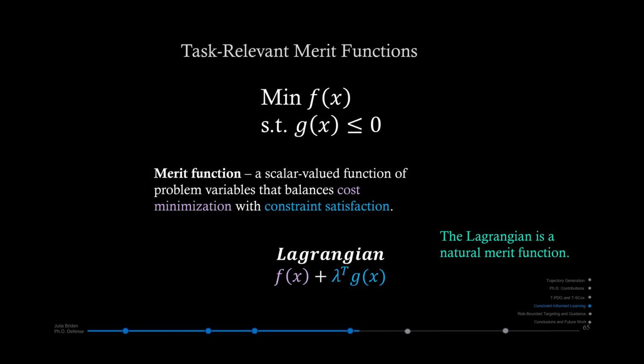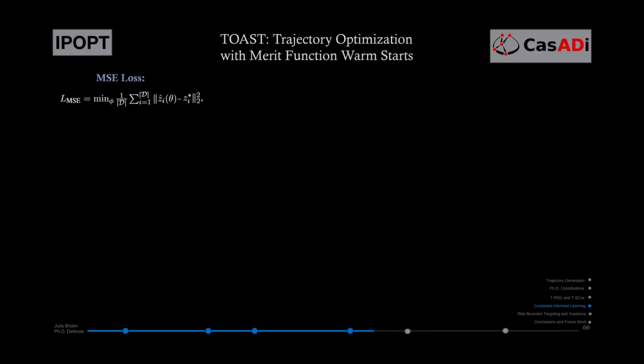The Lagrangian is a natural merit function. So we see our f of x, our cost, is added to lambda, our dual multipliers, multiplied by g of x, our set of constraints. And so we plan to leverage the Lagrangian to improve constraint satisfaction while learning. And so we introduce TOAST, or trajectory optimization with merit function warm starts, that utilizes this set of task relevant merit functions. And specifically, we're comparing to mean squared error loss.